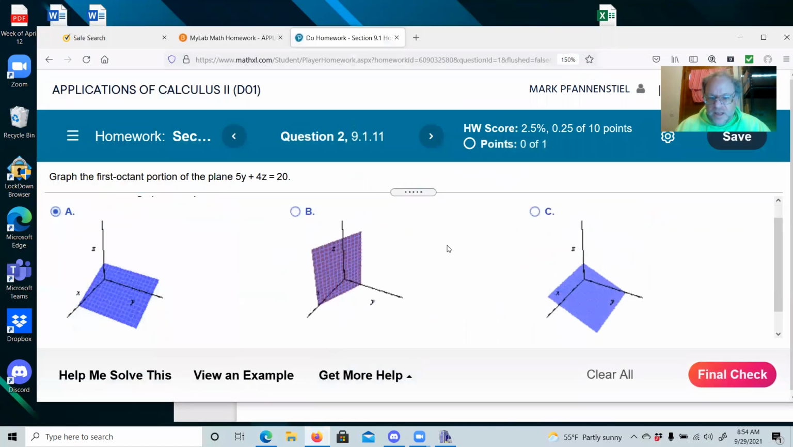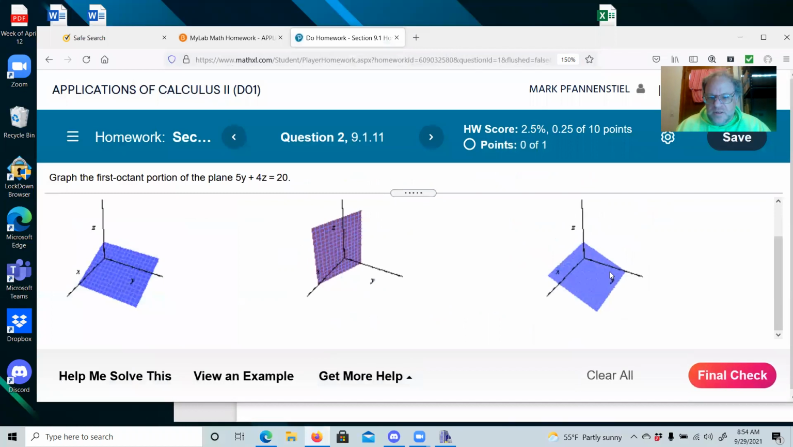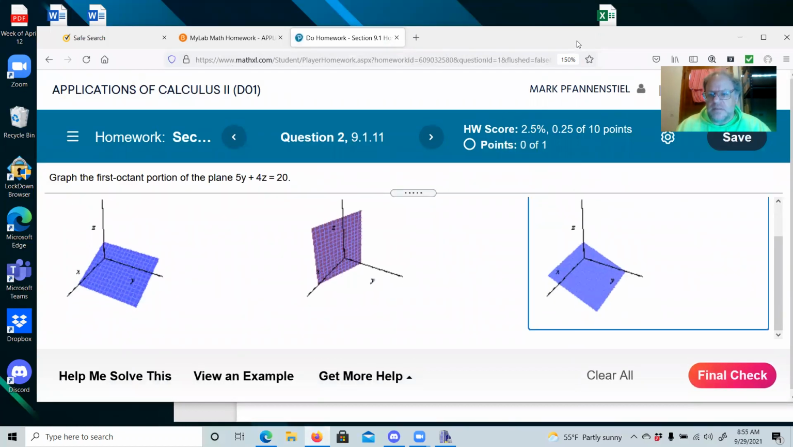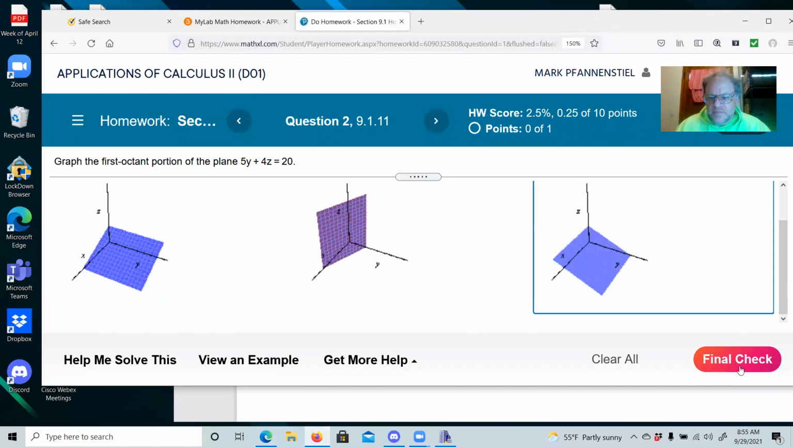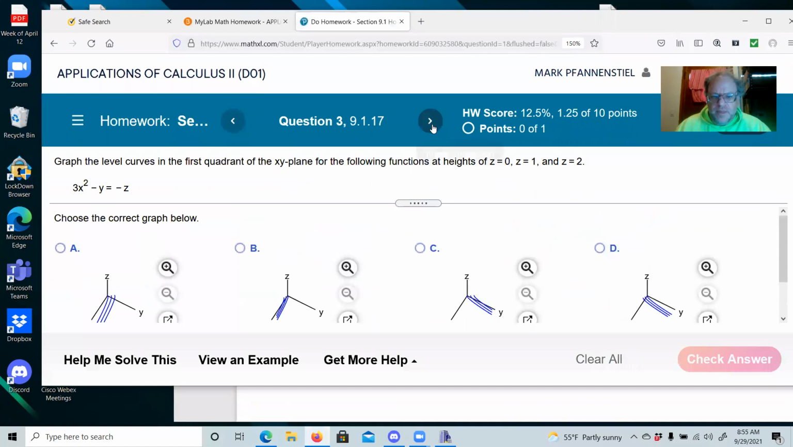Let's see here. This is the kind of thing I want to look at right here. Is this one? Do we have any choices? All right. Yeah, final check, whatever. Next one. Choose a graph. Next. Oh, now we get harder.